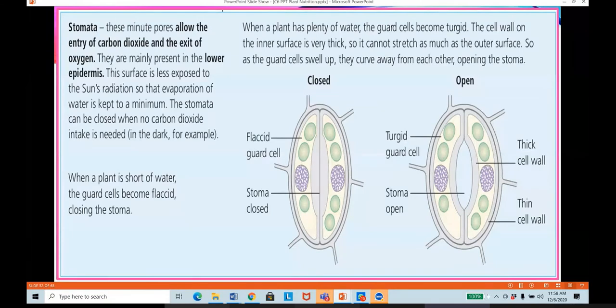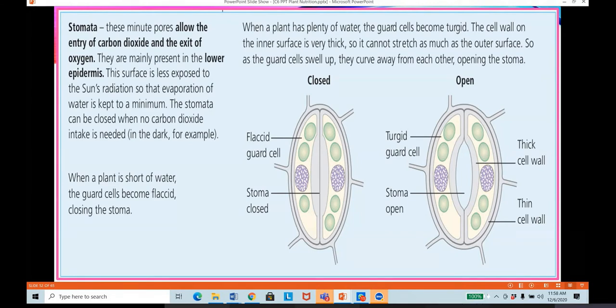When a plant has plenty of water, the guard cells become turgid. The cell wall on the inner surface is very thick, so it cannot stretch as much as the outer surface. So the guard cells swell up. They curve away from each other, opening the stomata. Okay, thank you so much, sweetie.